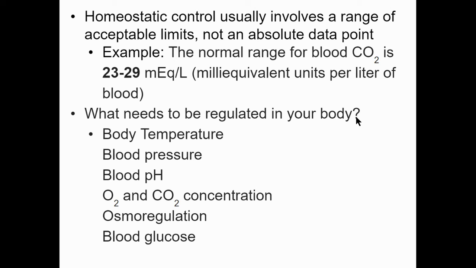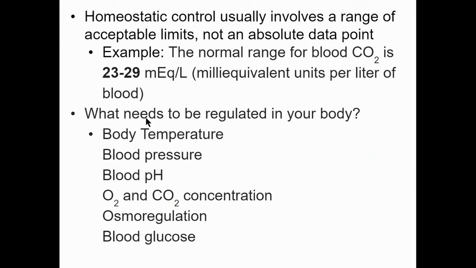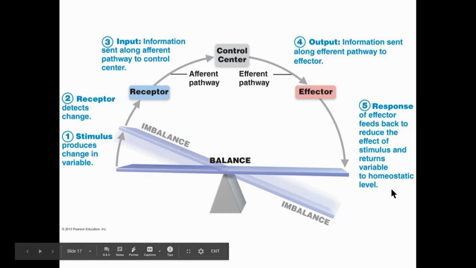And any kind of drastic change, higher or lower than that, can really complicate things. Oxygen and CO2 concentration in your blood, osmoregulation, how much water you have in you, and then blood glucose. So those are the things that need to be regulated by homeostasis in your body. So they go through that whole pattern of up and down until we get it regulated again.